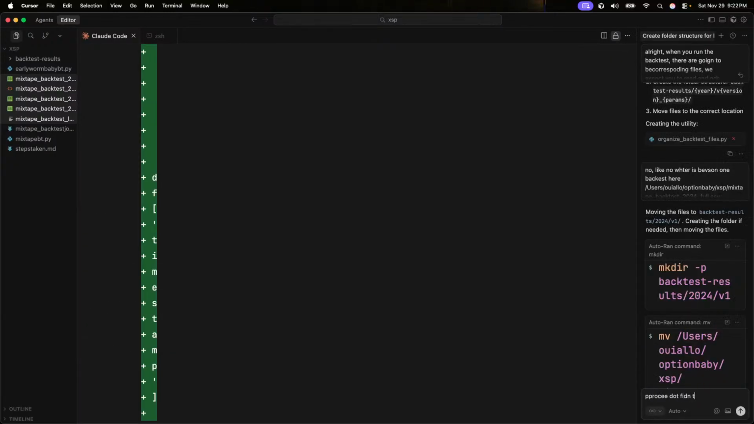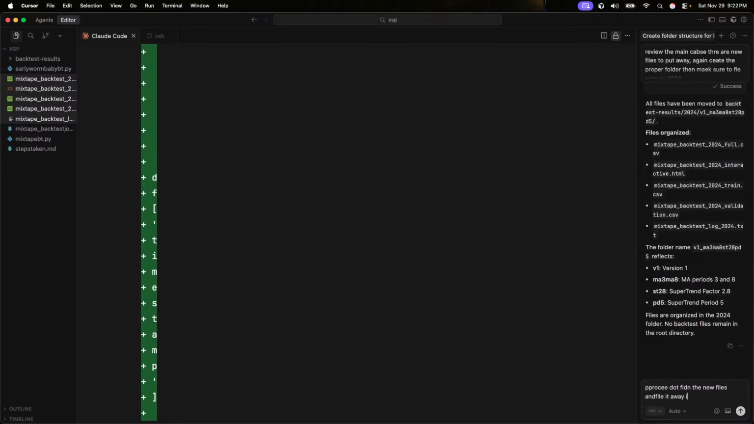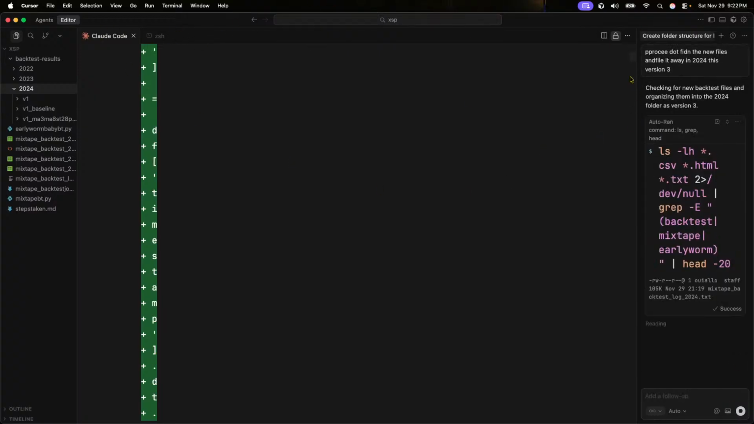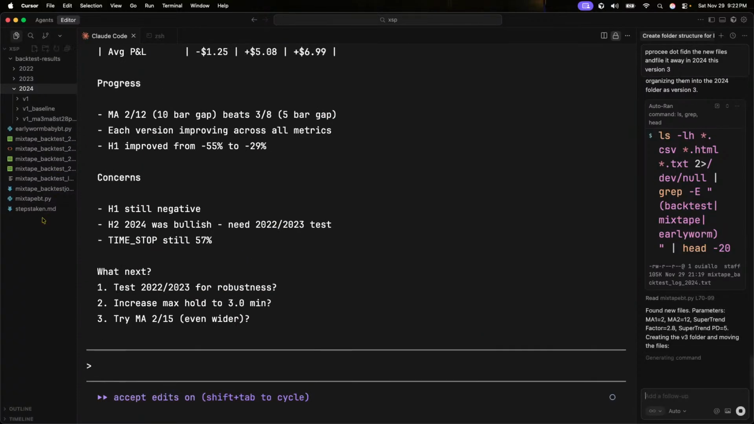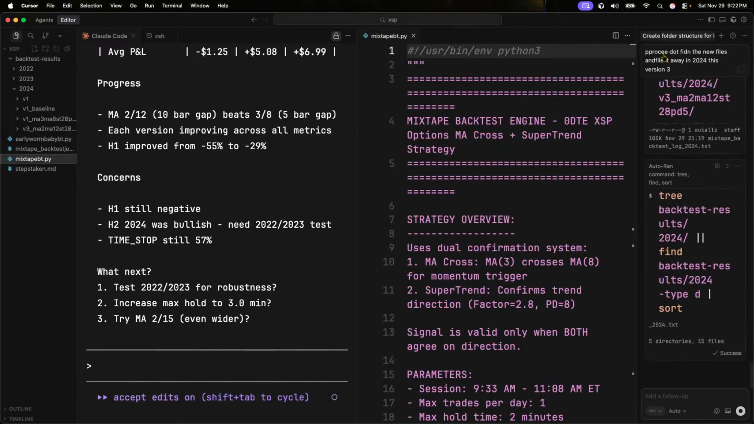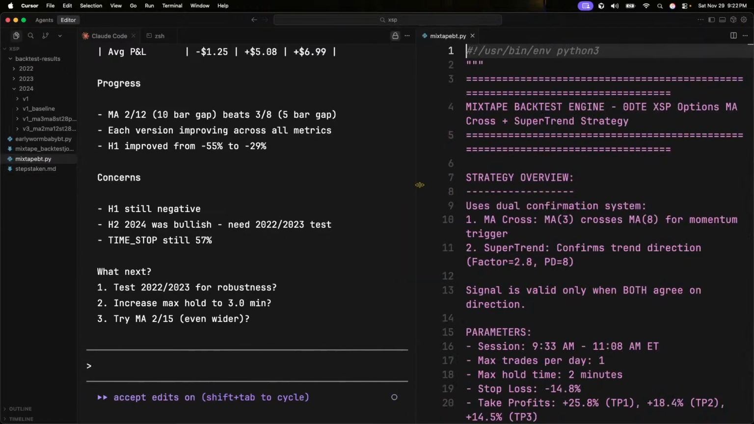Proceed to find the new files and file it away in 2024. This is version 2, 3. This is version 3. This is crazy. All right, thank you. I appreciate you doing your job.